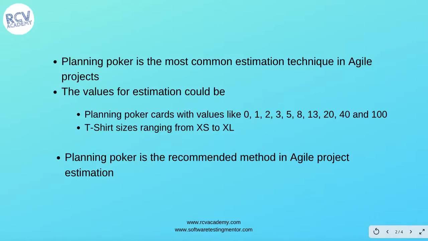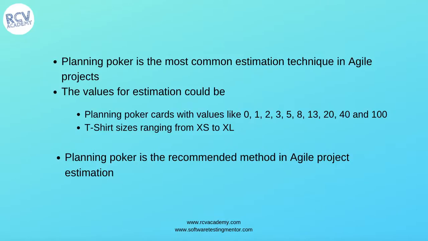nowadays. For the estimation values, there are planning poker cards with values like 0, 1, 2, 3, 5, 8, 13, 20, 40 and 100. You could also use t-shirt sizes ranging from extra small to extra large. So you can use planning poker cards or the t-shirt sizes, stating that this is a very small story or this could be a very large story. Planning poker is the recommended method in any Agile project estimation.